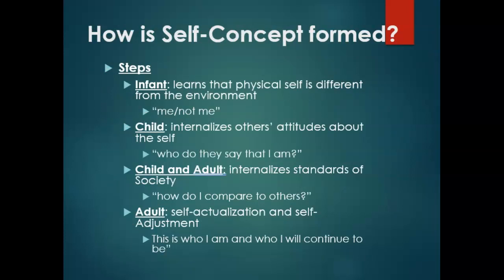So how is self-concept formed? There are different steps, and there are 4 listed in your book. As an infant, we learn that we are physically different from our environment. So we have to learn, it's me, not me. This is what's me, and this is not me. So you see a baby a lot of times looking at their hands, they put everything in their mouth, they look at their toes, they look at their environment, and they explore their environment. So they're trying to differentiate themselves from their environment.